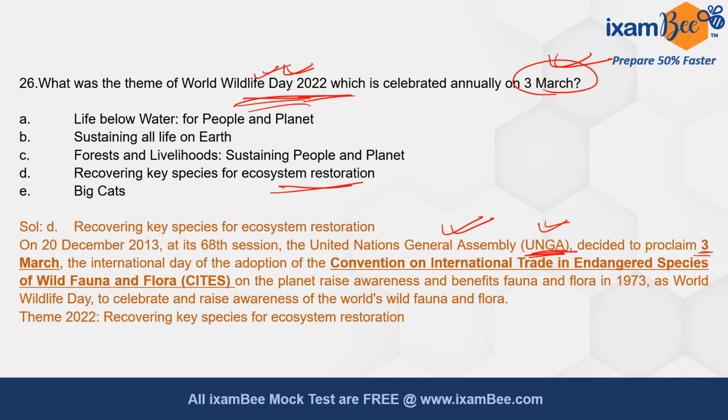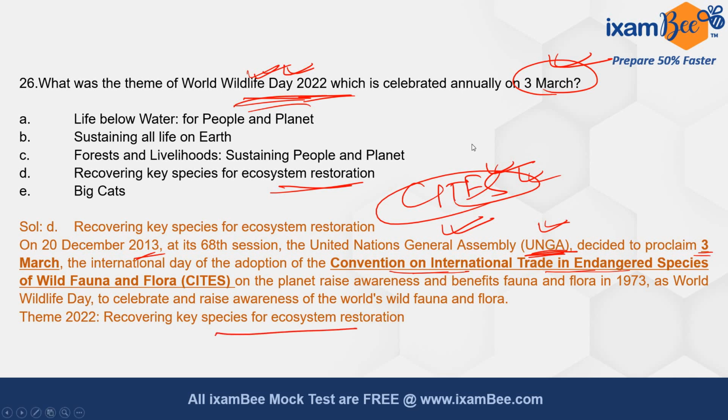UNGA has made the decision. When did they take the decision? In 2013. So why 3rd of March? Because it is the International Day of the Adoption of Convention on International Trade in Endangered Species of Wild Fauna and Flora, that is the CITES Convention. The CITES Convention was adopted on this day, that is 3rd of March. So that is the reason we observe World Wildlife Day on 3rd of March. So the theme for this year is recovering key species for ecosystem restoration.